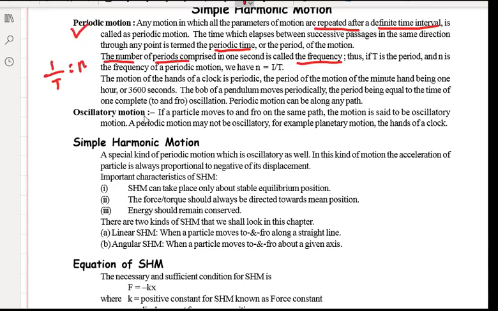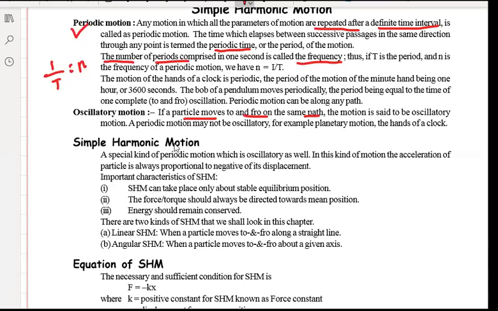Now oscillatory motion, we studied, is a motion in which a particle moves to and fro on the same path. Now this to and fro may be on a curve or on a straight line. Depending on that, we will have angular simple harmonic and linear simple harmonic. I hope all of you understood this, right?